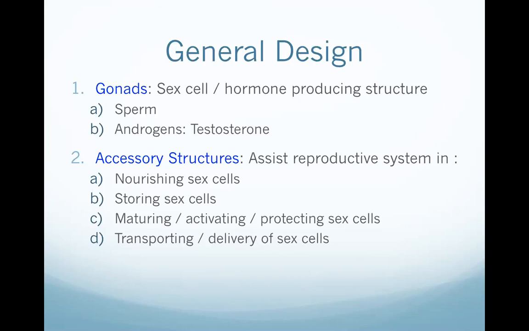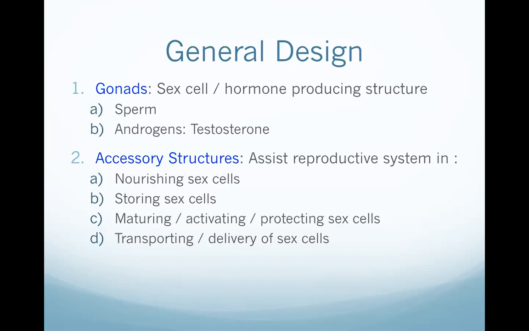In males, the hormones in highest concentration are the androgens or testosterone, and in females, we'll find it's estrogen and progesterone. All right, so males have gonads. Those gonads are sex cell and hormone producing structures. They'll be producing sperm and also testosterone.